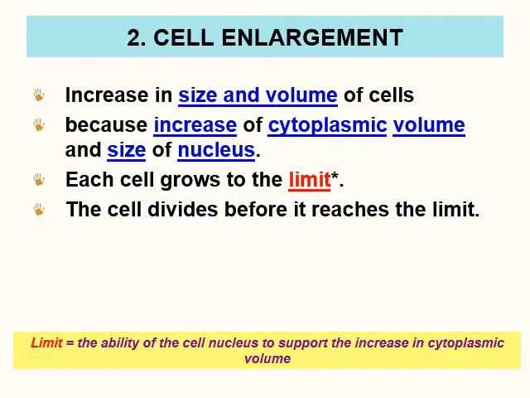During cell enlargement, the cell increases in size and volume because of the increase in cytoplasmic volume and size of the nucleus. This is because the cell increases in the number of organelles. Each cell grows to the limit and the cell divides before it reaches the limit. What is the limit? The limit is the ability of the cell nucleus to support the increase in cytoplasmic volume.